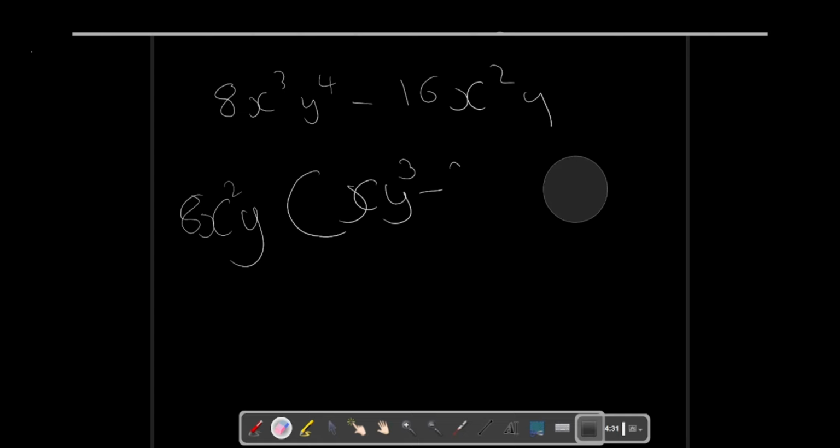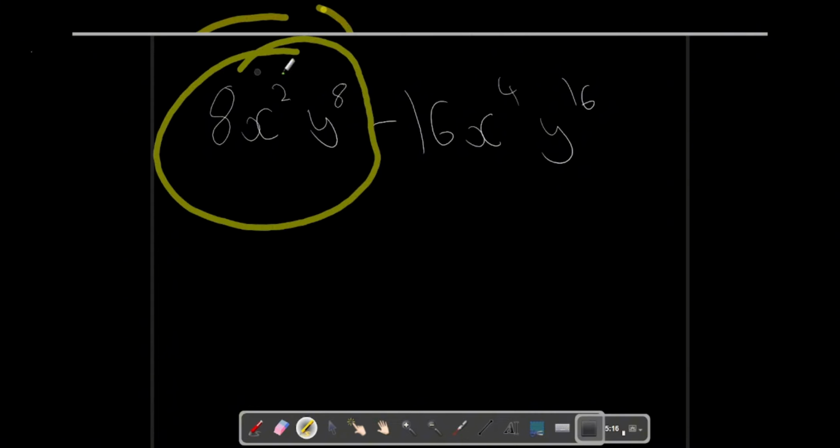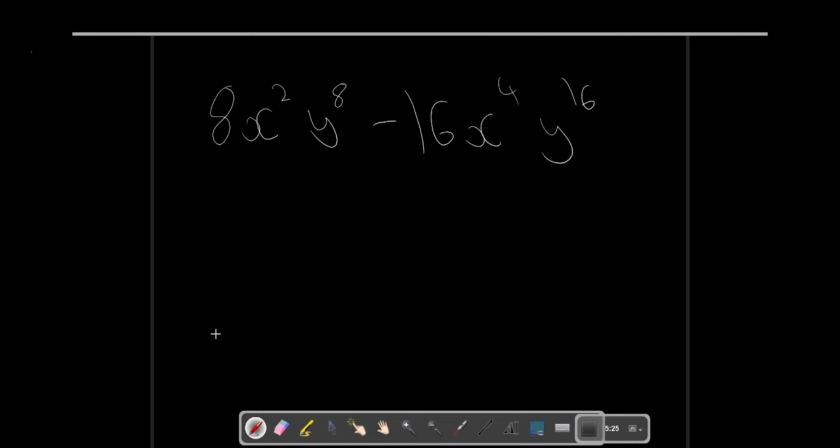Now let me give you another example. In this example, as I said, on the left we write what's common. So the highest common factor of these two terms. Don't forget, this is a term and this is a term, and they're separated by this sign. So we write what's common. Let's look at the highest common factor between 8 and 16. It's 8. Between x squared and x to the power of 4, it's x squared.